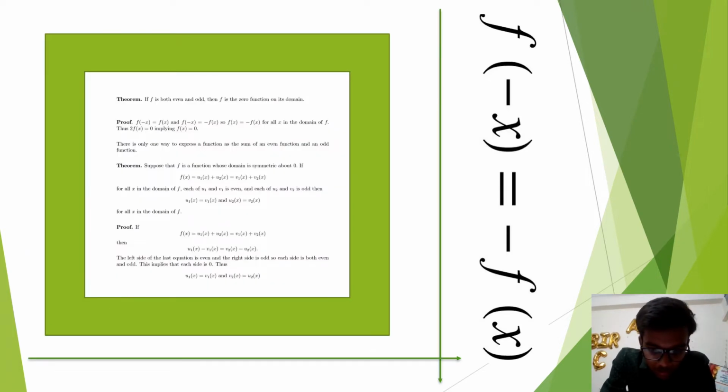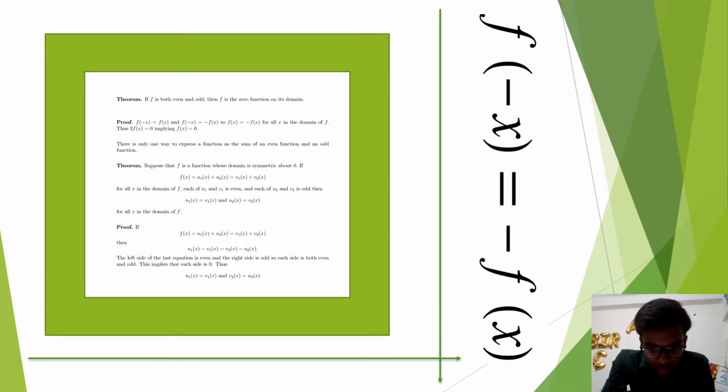Theorem: if f is both even and odd, then f is the zero function on its domain. Proof: f of minus x equal to f of x, and f of minus x is equal to minus f of x. So f of x equal to minus f of x for all x in the domain of f. Thus 2 f of x equal to 0, implying f of x equal to 0. There is only one way to express a function as a sum of an even function and an odd function.